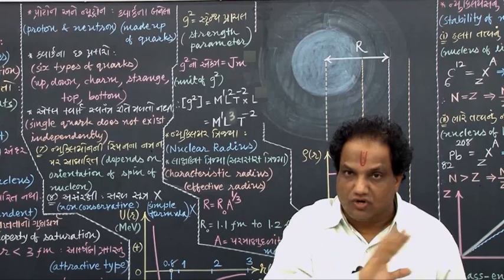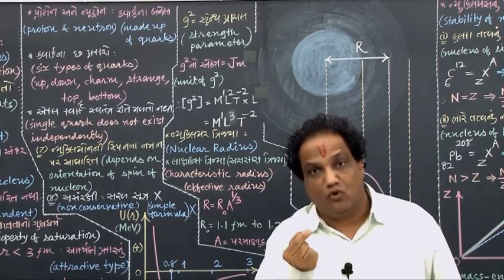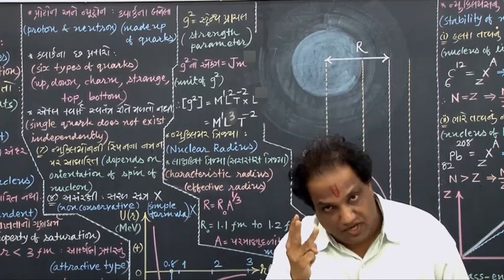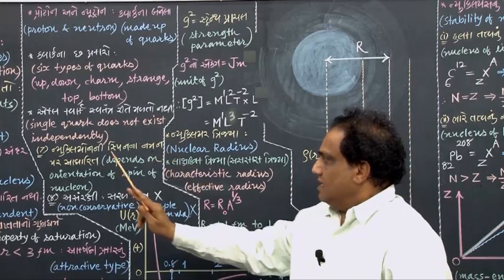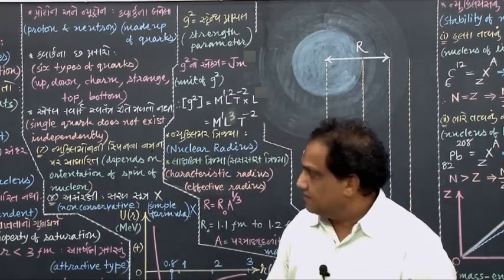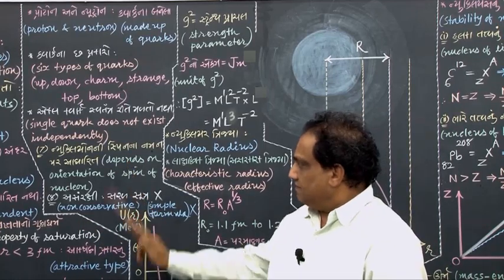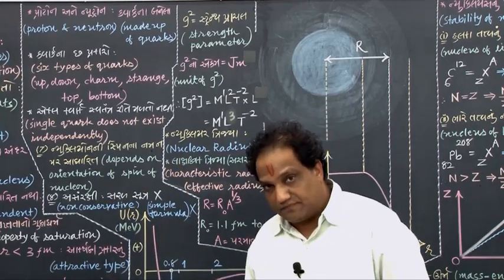A single quark does not exist independently. Quarks have always been found in a group of minimum 3 quarks, okay? Fine. Then the 7th noteworthy point regarding nuclear forces: they depend on the orientation of spin of the nucleon.